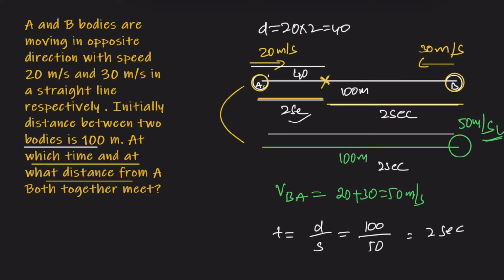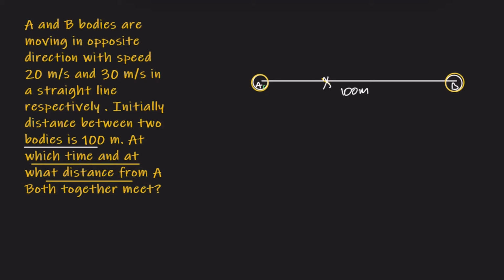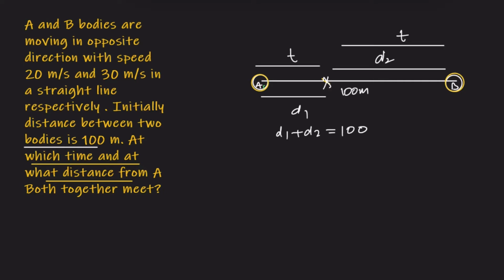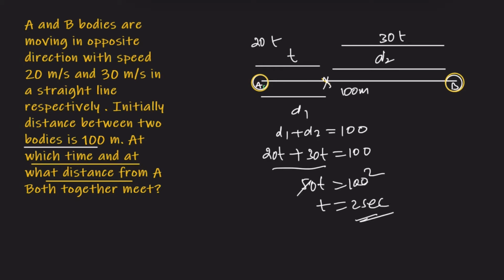If you take another way, suppose this is the meeting point of both A and B. Let this distance be d1 and this distance be d2. So d1 plus d2 is equal to 100. Let t be the time for both to meet together. d1 is the distance covered by A, so d1 is equal to speed into time. What is the speed of A? That is 20 into t. So d1 is 20t, plus d2 is the distance covered by B, which is speed into time. Speed is 30 and time is t. So 30t, and the sum is equal to 100. So what is 20t plus 30t? 50t is equal to 100. Then t is equal to 2 seconds. So we get here t is equal to 2 seconds. After 2 seconds, both bodies meet together.